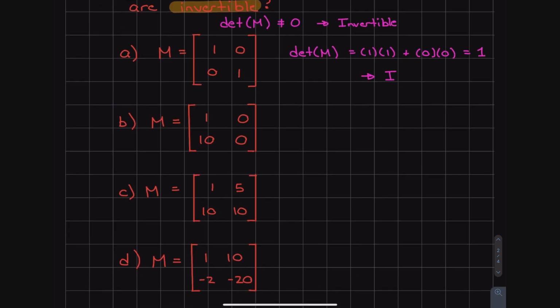Same scenario, same situation. So we can find the determinant of M again. And in this case, it's 1 times 0, and this is already kind of showing you what it's leading to, plus 0 multiplied by 10. And in this case, we find that the determinant is 0. So since the determinant is 0, we can conclude that this matrix here is not invertible. So I'm going to go not I. And again, I just means invertible.